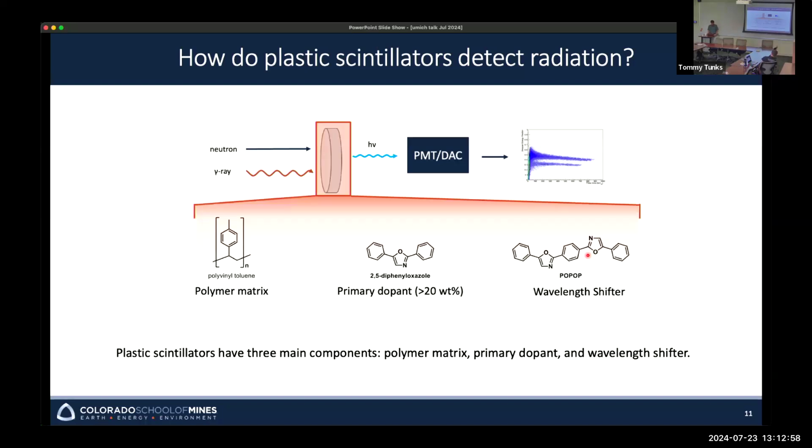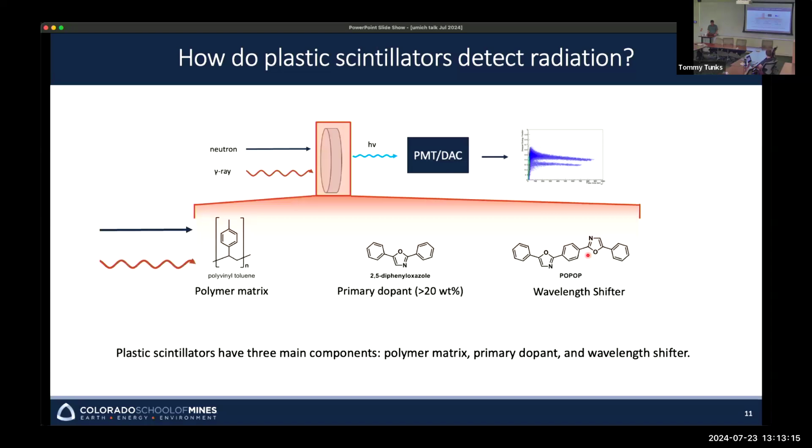So basically, these are the three main components, and I'm talking about just plastic scintillators that you can buy off the shelf and use. And these are the primary types of scintillators that are used in all those portal monitors that I showed in those yellow boxes next to the truck.